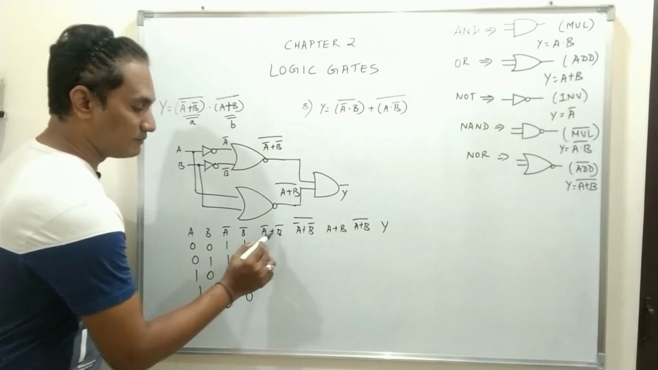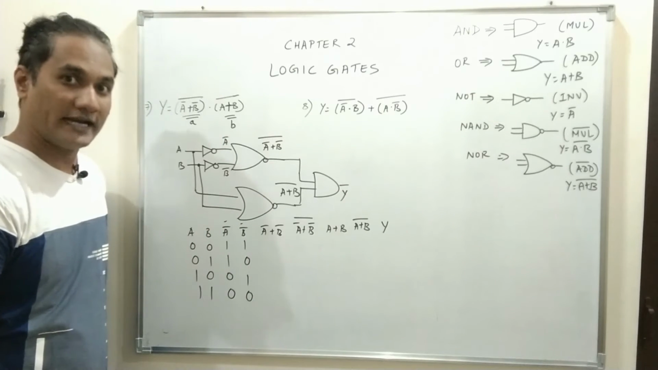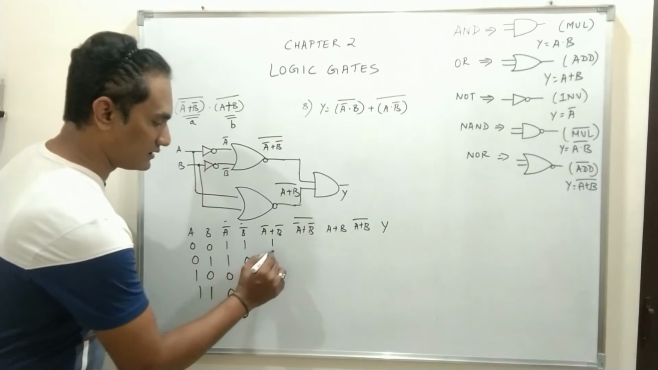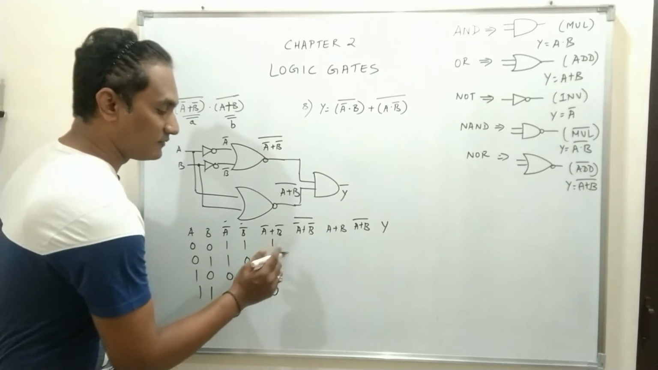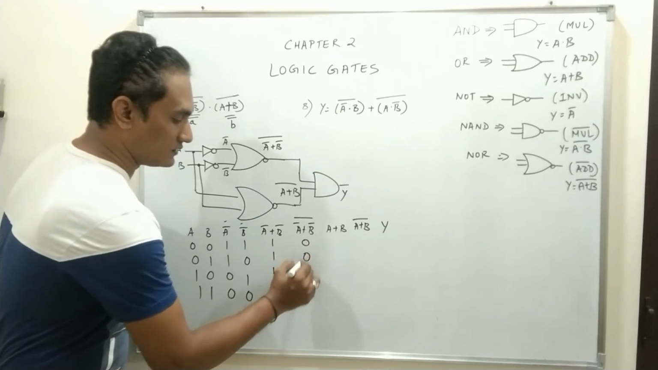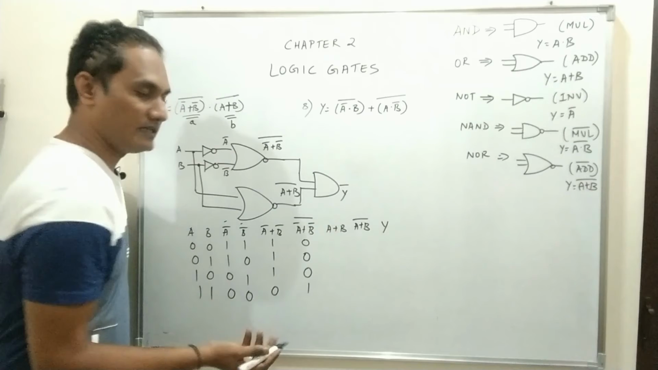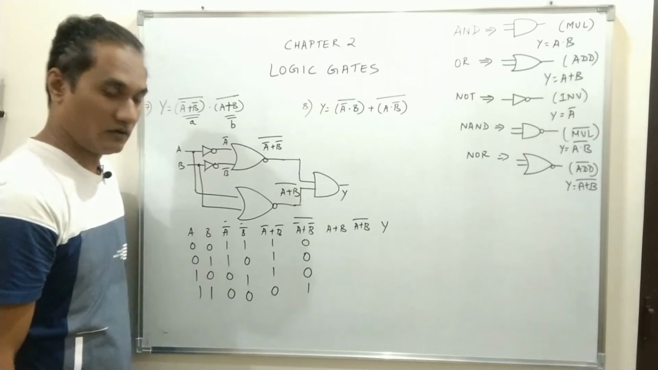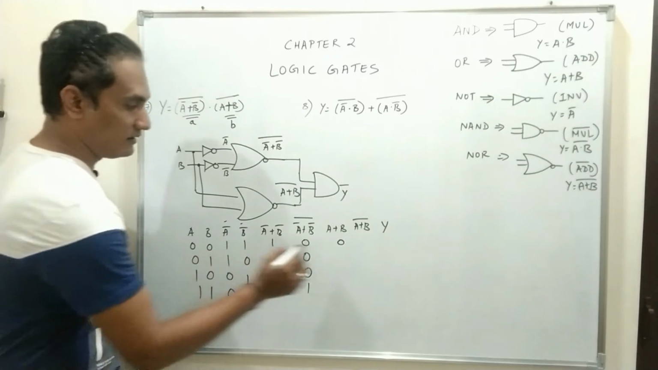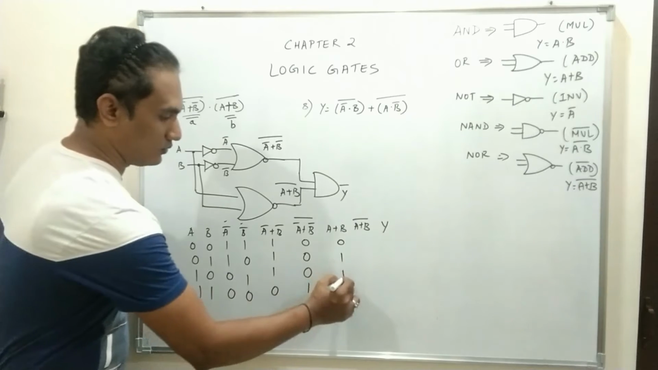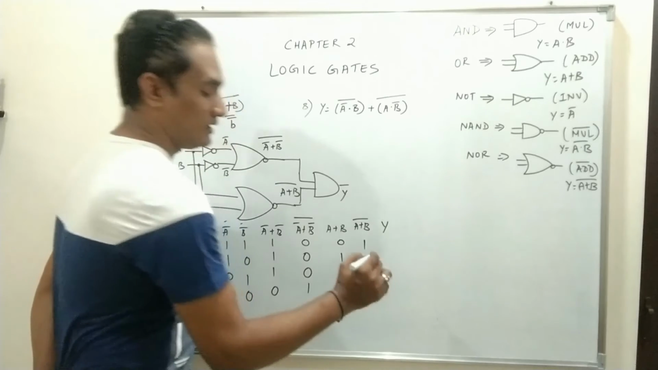Next, A bar plus B bar, that means between these two columns you have to perform OR operation. OR amounts to addition. So 1 plus 1 is 1, 1 plus 0 is 1, 0 plus 1 is 1, 0 plus 0 is 0, and the complement of this will be 0 0 0 1. So you got this one expression. Similarly, what is A plus B? A plus B is simple, you know already. OR logic, addition: 0 plus 0 is 0, 0 plus 1 is 1, 1 plus 0 is 1, 1 plus 1 is 1, and the complement of that will be 1 0 0 0.